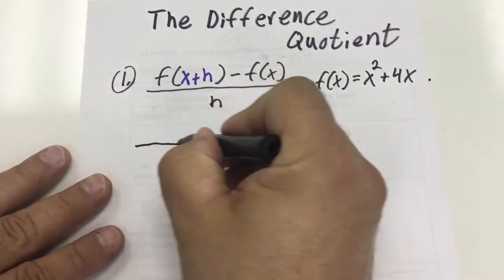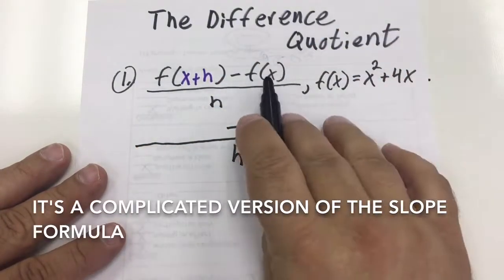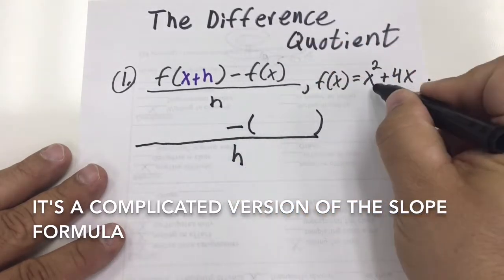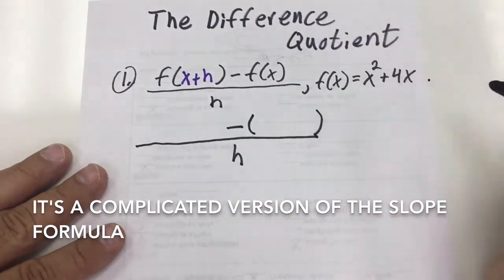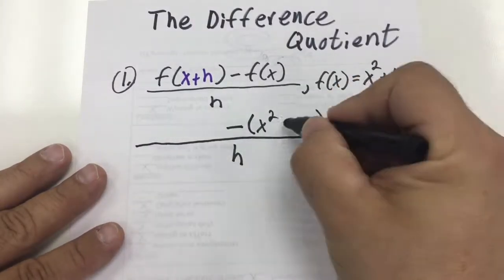So I'd like to just do a little mindless template here. See the minus sign? I put a minus sign on top and an h on bottom, and then I try to figure out what goes in the back of this minus sign. And I always bracket it up if there's more than one item for f of x. And what goes back here is f of x. f of x equals x squared plus 4x.